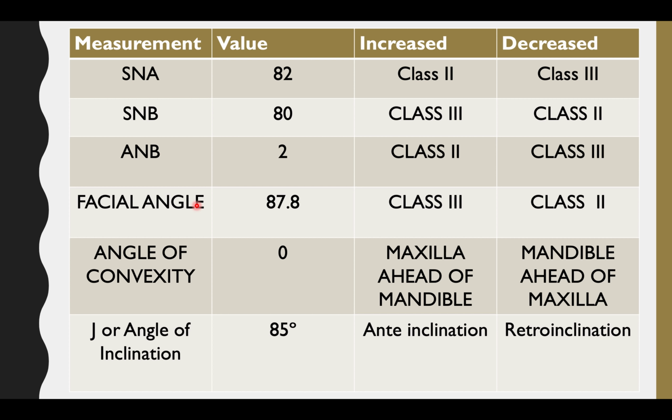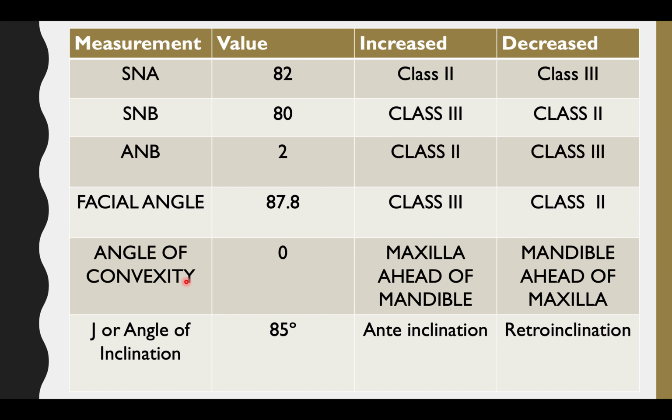And next we are moving to facial angle and angle of convexity. They may directly ask you the direct values. So these parameters which are directly asked are only included now. So facial angle, 88 degrees is the average value. If it is increased, it is a class 3 case. If it is decreased, it is a class 2 case.